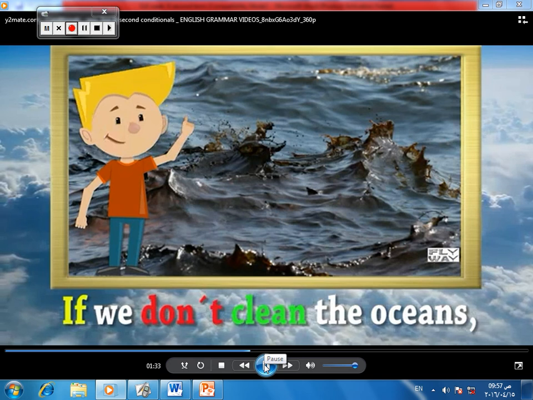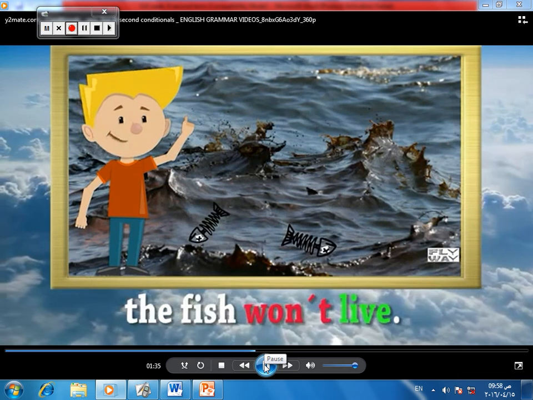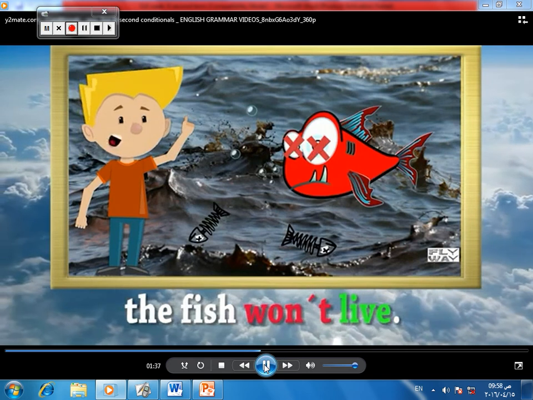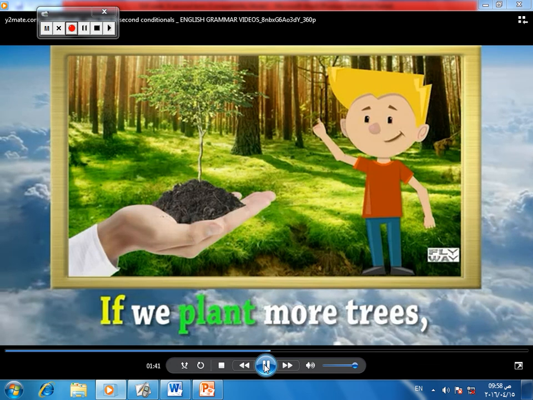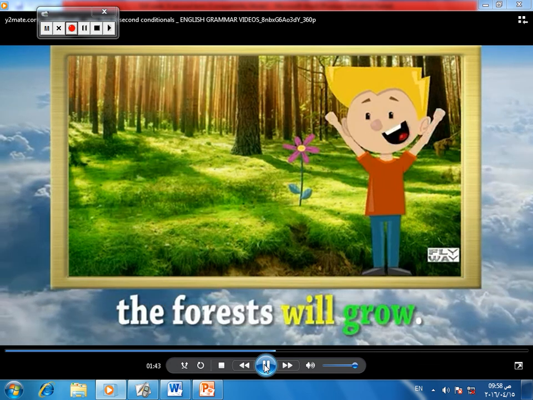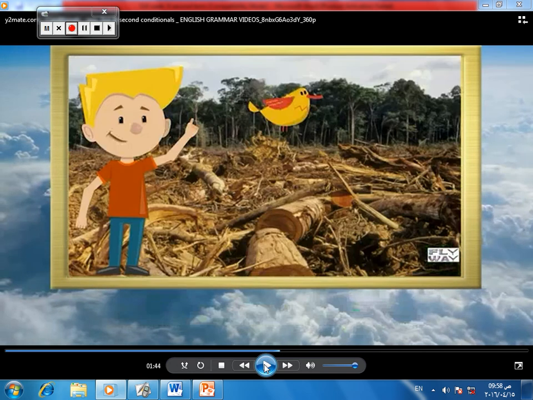If we don't clean the oceans, the fish won't live. If we plant more trees, the forests will grow. So we notice here that all the sentences are talking about things that are likely to happen, that can happen in the future or in the present.